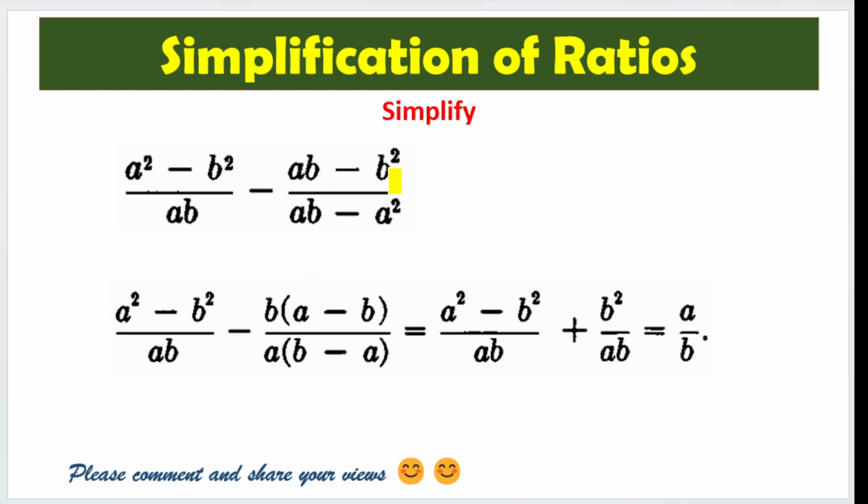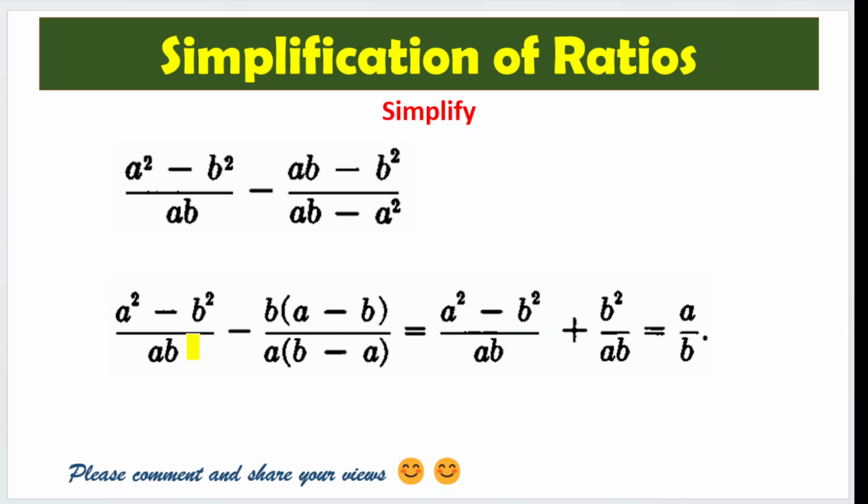Right. Once we take b common here, b into (a - b), similarly a into (b - a). Right. We have (a - b) and (b - a). One of them we can take outside so that both will cancel. (a - b)/(b - a) is equal to -1, right? Then -1 into -b/a, which becomes +b/a.